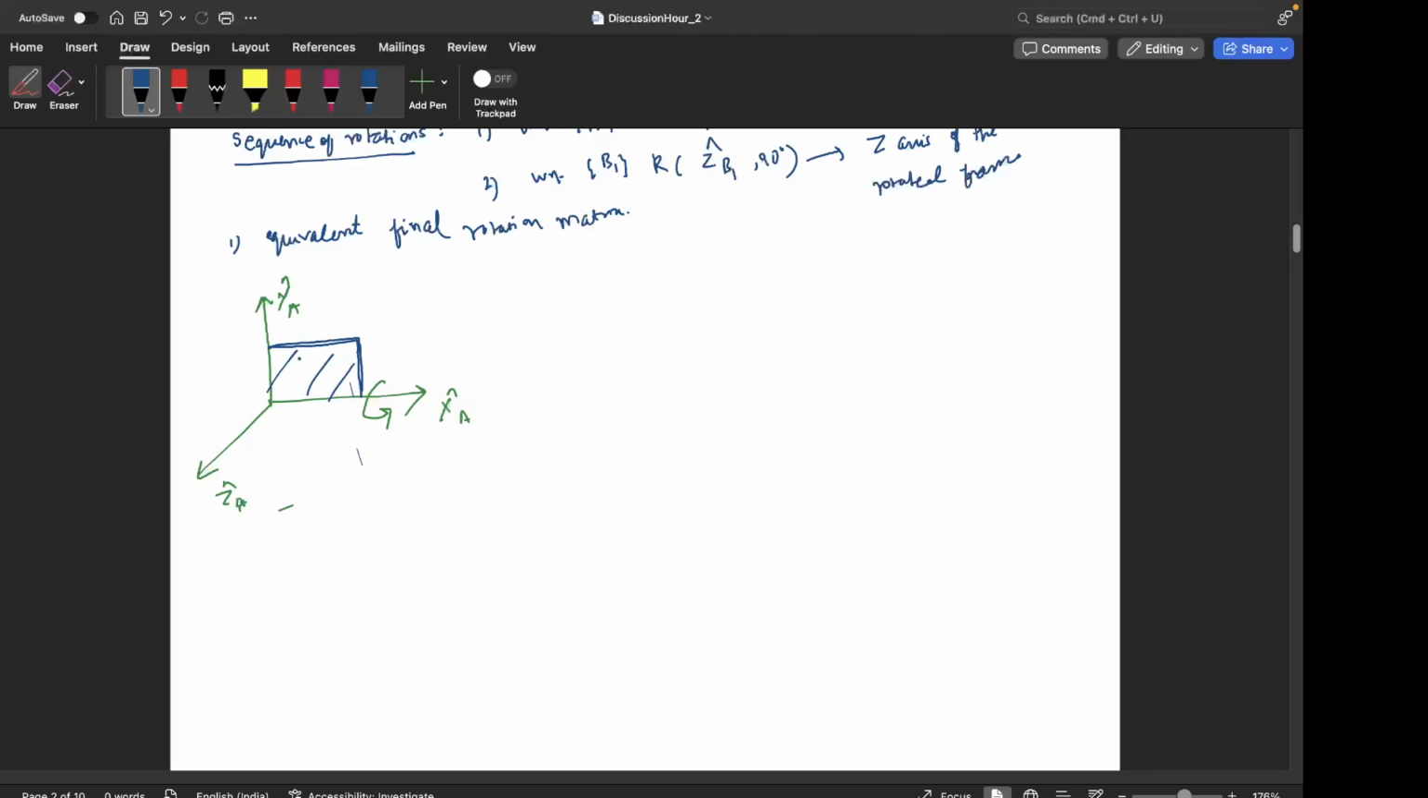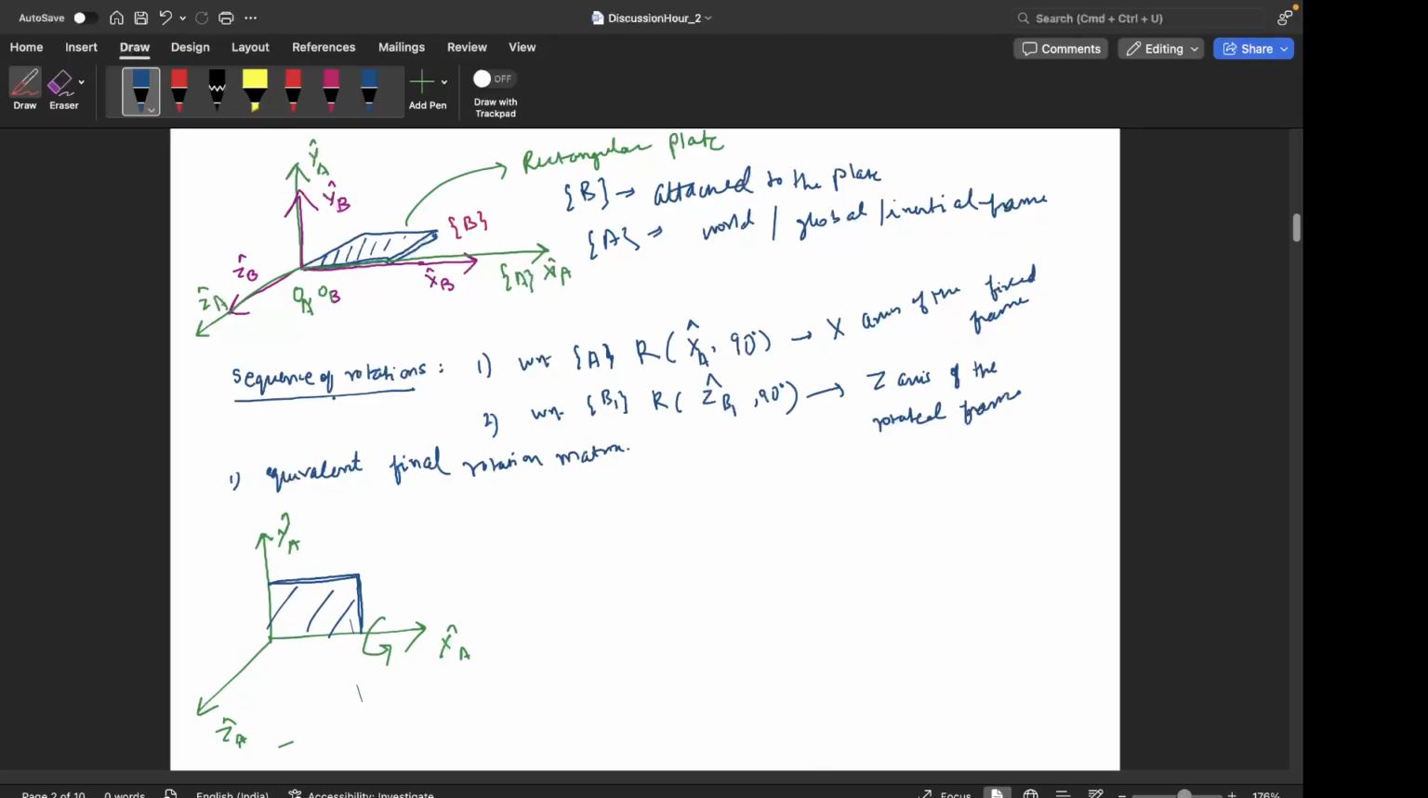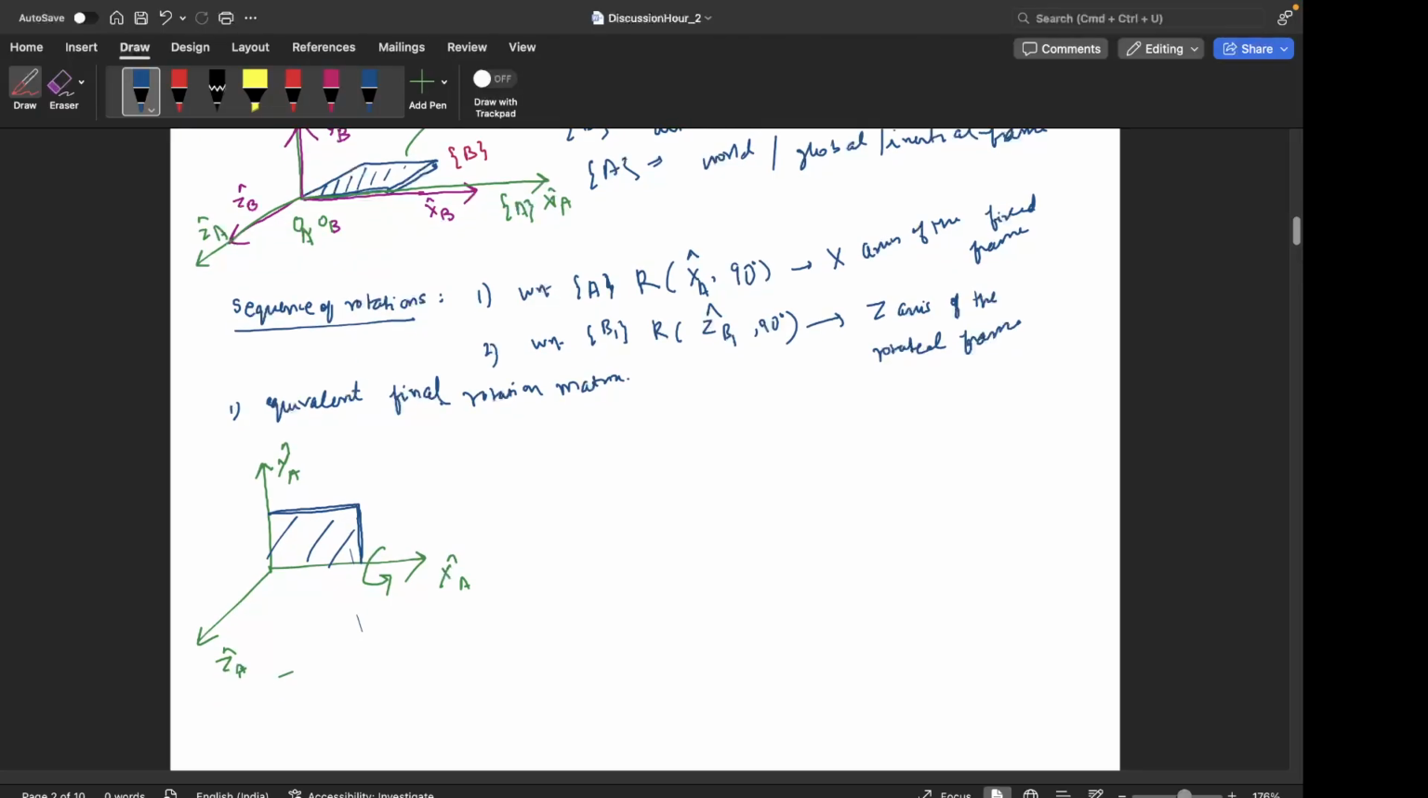And the axis, the frame that was fixed to the plate, right? So basically, when the plate moves, that frame also moves. When the plate changes its rotation, the frame also changes its orientation, right? So the orientation of the body fixed frame would now be something like this. You can just simply try to imagine with me, right?